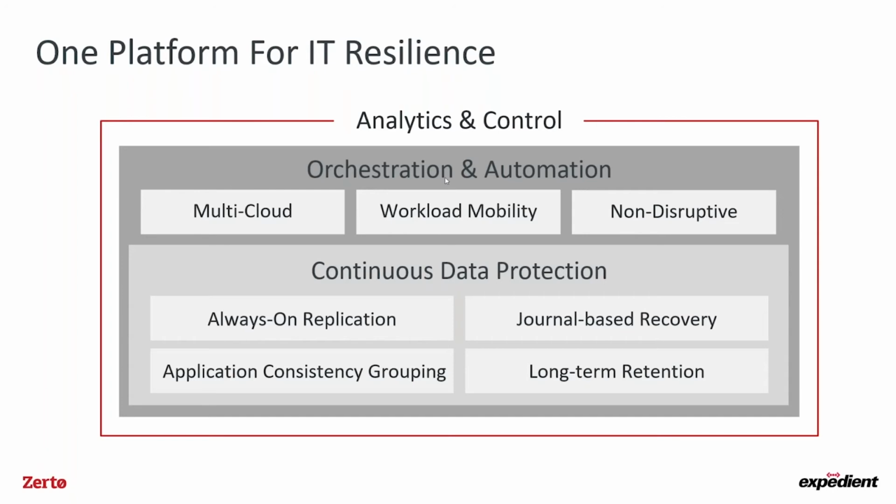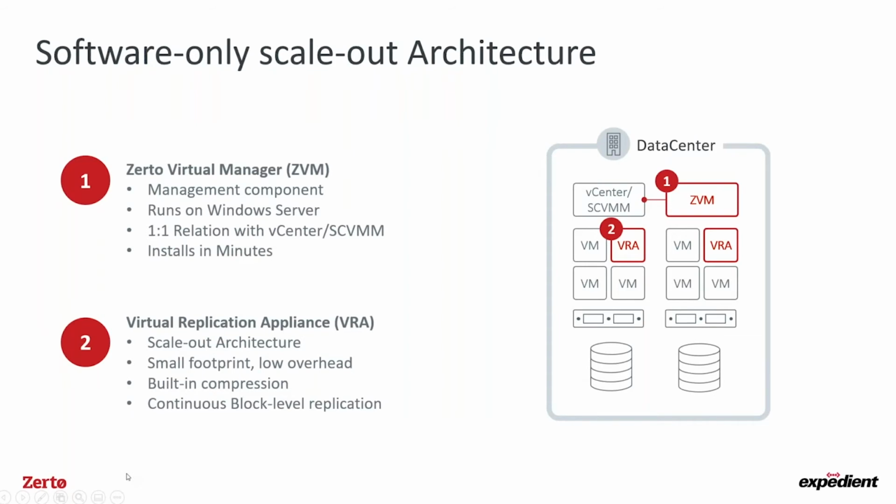Now, as this is a solution deep dive, I'm going to go deeper into what our architecture looks like, but also into some of the components of CDP. We are a software scale-out solution, and that's our main architecture. It basically consists of two components. One of them is what we call the ZVM, the Zerto Virtual Manager, simply the management component that you install on a server, that you tie to the vCenter or SCVMM in your environment, and we'll use that to do orchestration, and to auto-discover all your components in your data center. You can get it up and running within minutes. It's really easy to do.